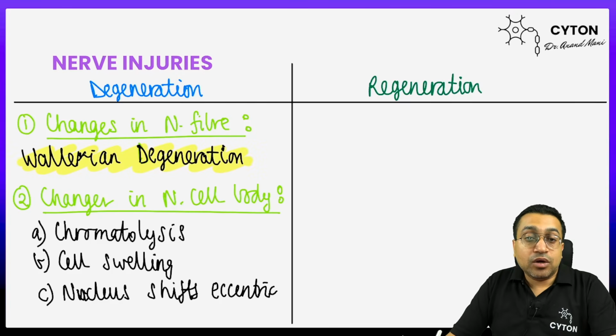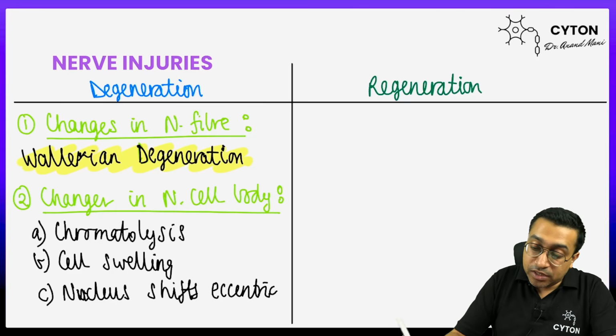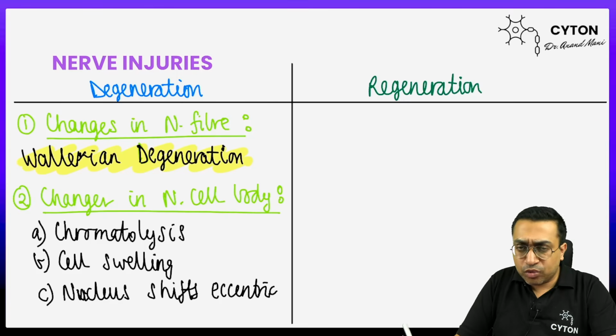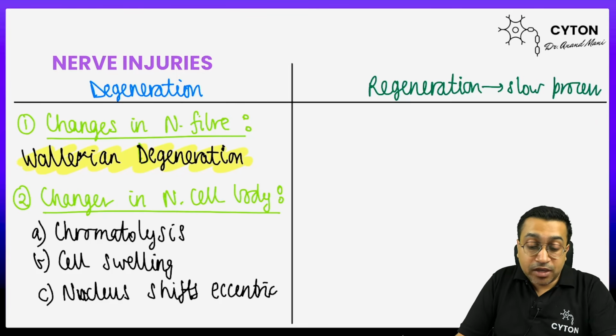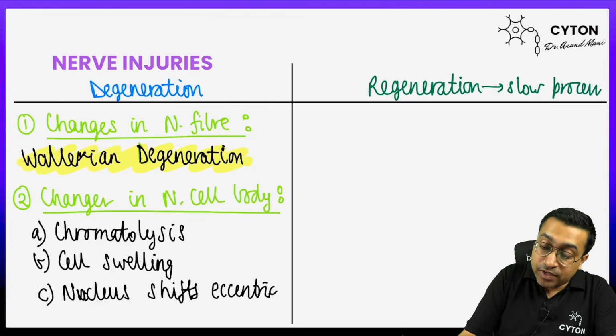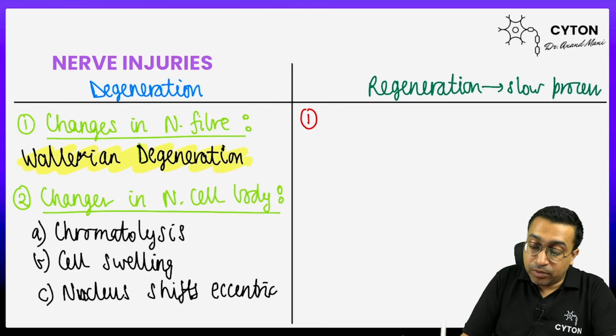Okay, now talking about the regeneration. Regeneration includes certain events again. Regeneration of nerve fiber is a very slow process, and it can begin after 2 weeks after the injury. Then what are the different processes? I will show you in the photo also in a while. First let us write down number 1, the process of regeneration, in which macrophages remove the debris of the degeneration by phagocytosis. So the first step would be phagocytosis.